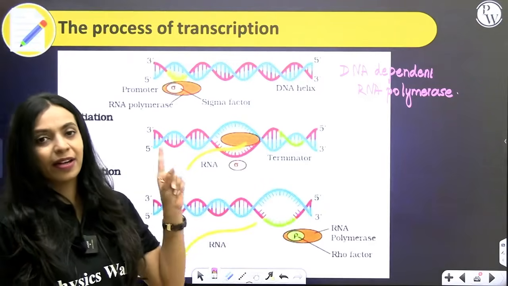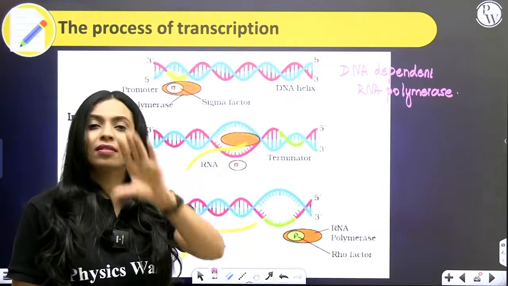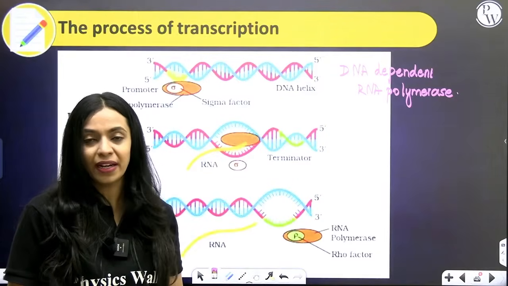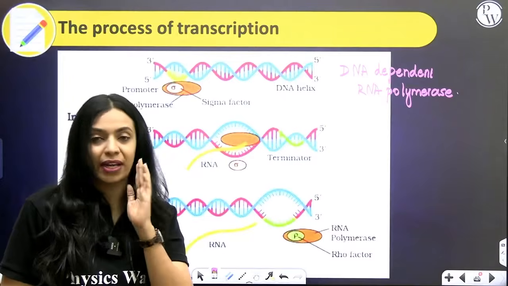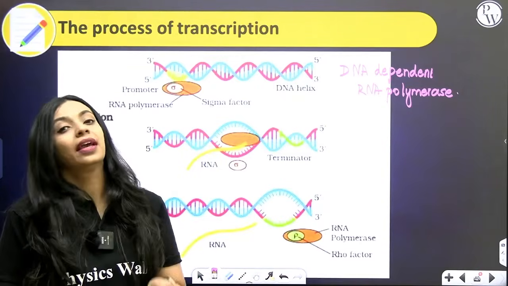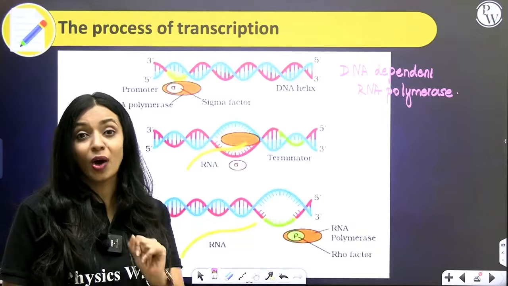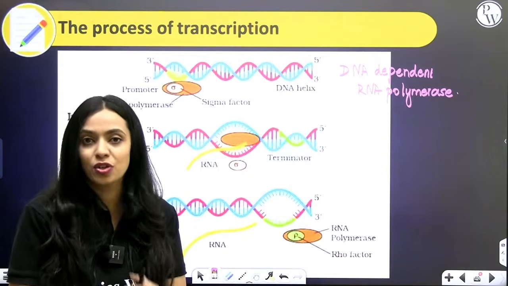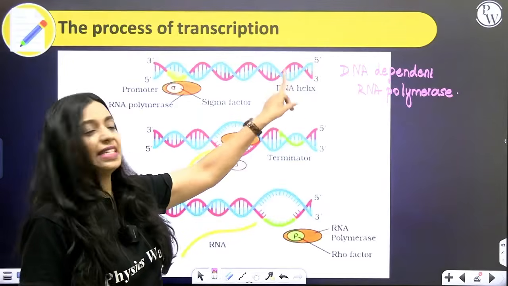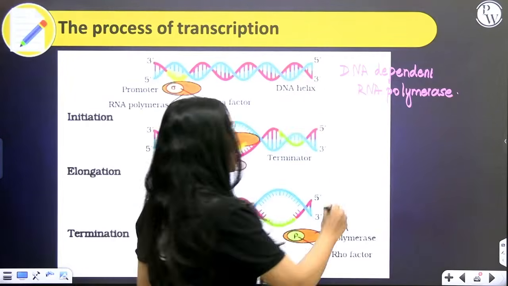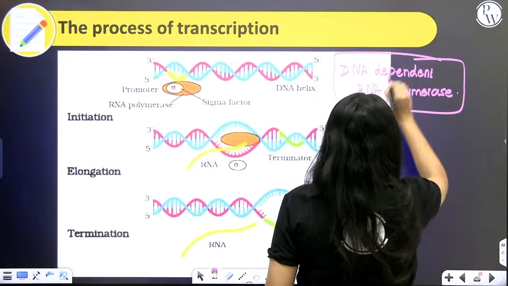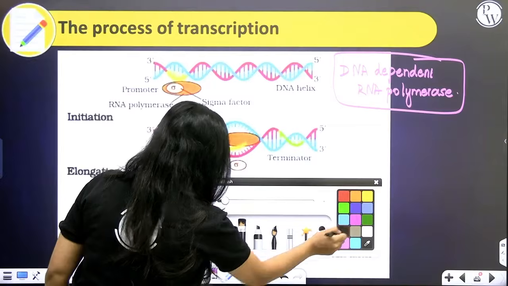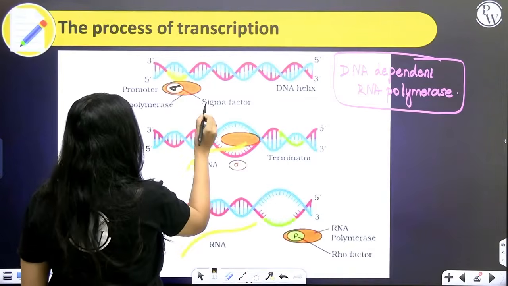This DNA dependent RNA polymerase knows to read the sequence of DNA nucleotides in the template strand, and add complementary nucleotides of RNA. But it does not know where to start. It does not know how to identify the starting site, the promoter. To help in identification of the promoter region, this DNA dependent RNA polymerase will transiently bind with a protein factor known as the sigma factor.